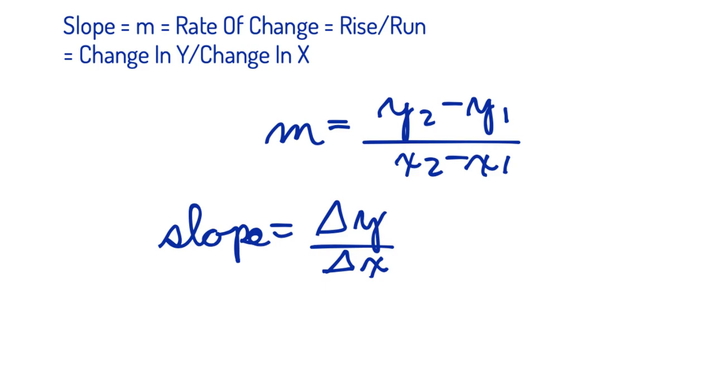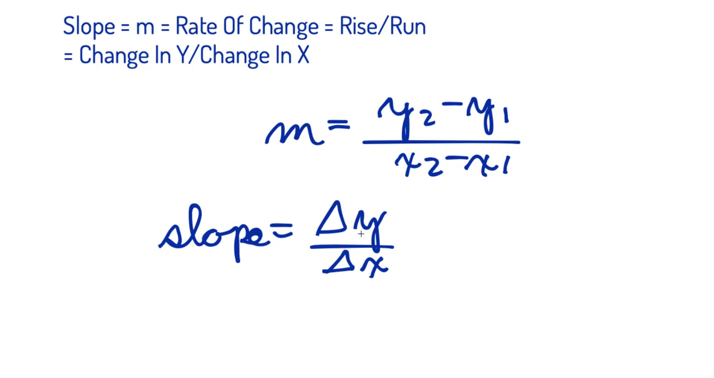Slope goes by so many names in math. Slope, m, equals rate of change, equals rise over run, equals change in y over change in x. The simple equation is m equals y2 minus y1 over x2 minus x1. It's also known as slope is delta y over delta x, otherwise known as change in y over change in x.